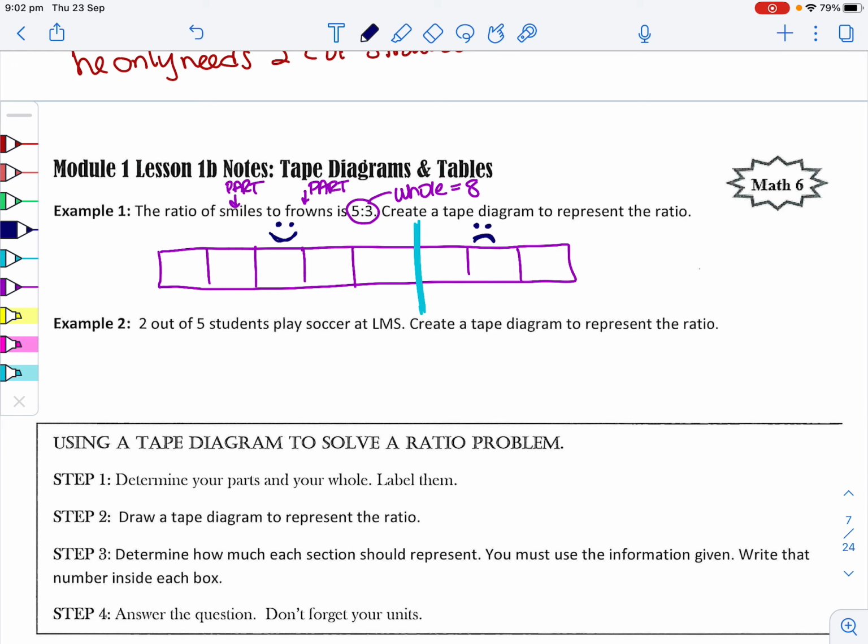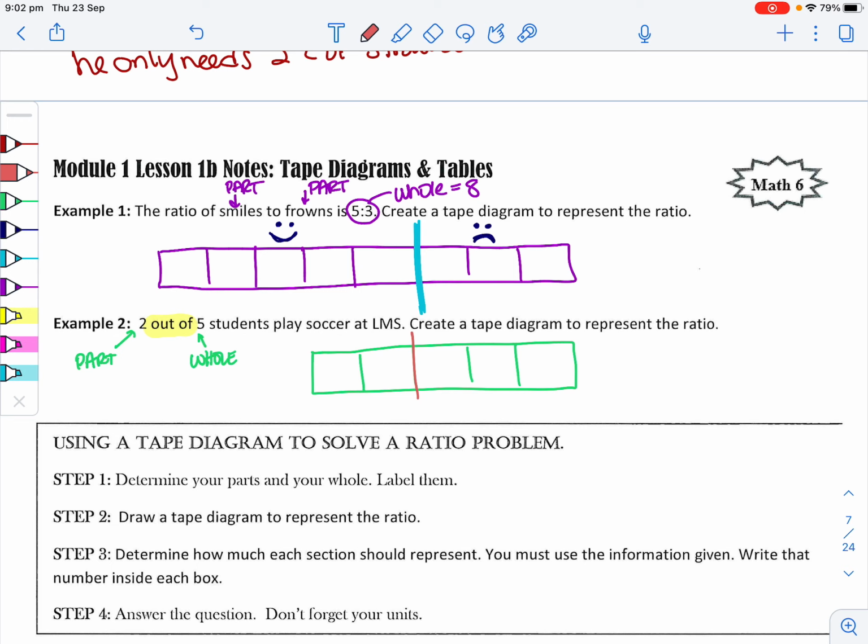In example 2, I'm going to talk about part to whole. So 2 out of 5 students. This "out of" right here, that's how I know it's going to be a part-to-whole relationship. So 2 is going to be the part, and 5 is the whole. That means when I create my tape diagram, I already know how many pieces it needs to be cut into because I know the whole amount. So 1, 2, 3, 4 is going to give me 5 boxes.